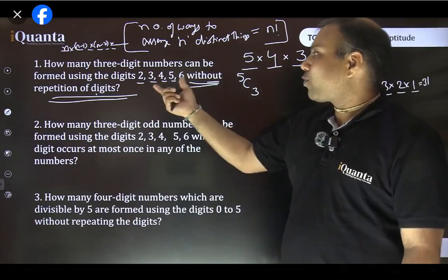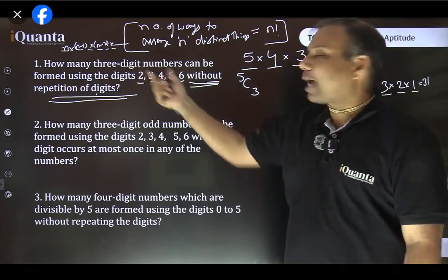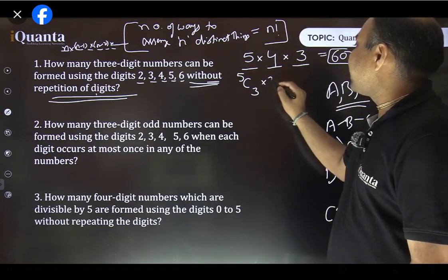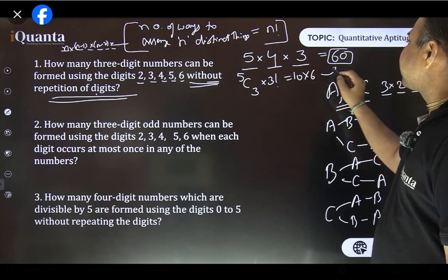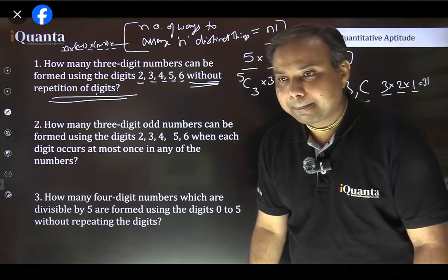So as I was solving this question by using formula, I divided the task in 2 parts. First we are selecting 3 digits out of 5 in 5C3 ways. Now those 3 selected digits can be arranged among themselves in 3 factorial ways. So this becomes our answer. That is 10 into 6, that is 60. So the same question could be done like this also.